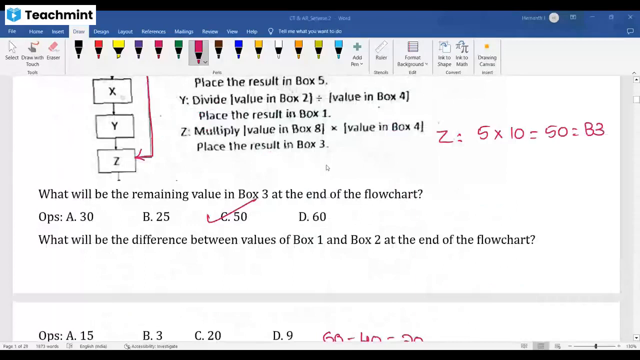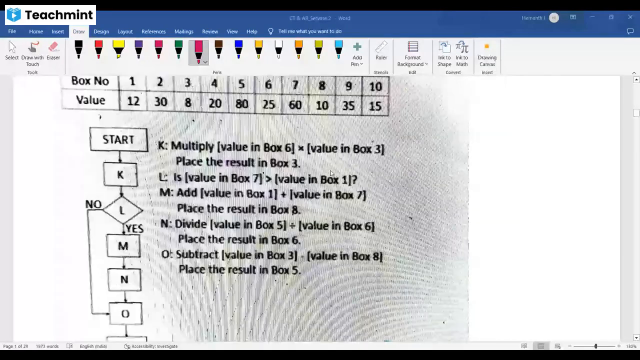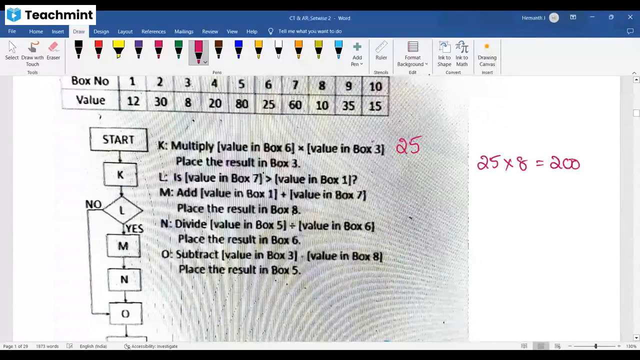One more related to flowchart. See this one more question related to flowchart. Some of the students asked for some more questions from flowchart as well. So that's why I am discussing flowchart related questions. The value in box 6 is 25. The value in box 3 is 8. The product is 200. So box 3 is updated to 200.